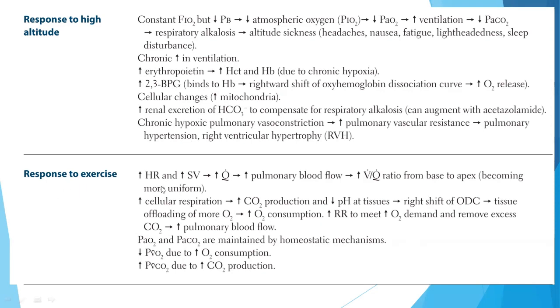Response to exercise: increase in the heart rate and increase in the stroke volume. Okay, it will lead to increased pulmonary blood flow, and hence there will be an increase in the VQ ratio from base to apex. The cellular respiration will increase, and that will lead to increased CO2 production and a decrease in the pH. And you know that if there is a decrease in the pH, then there will be a right shift of the oxygen hemoglobin dissociation curve.